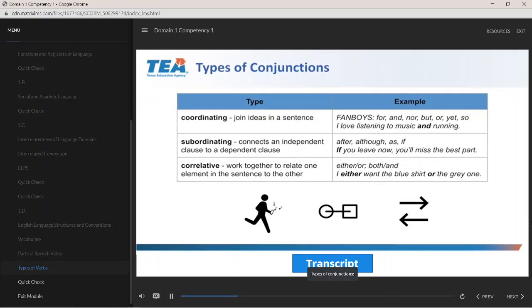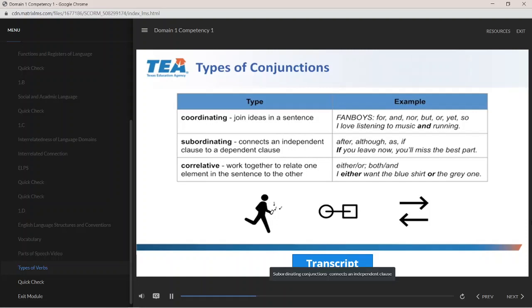Types of conjunctions. There are three types of conjunctions. Coordinating conjunctions join ideas in a sentence. Remember the FANBOYS examples from the parts of speech overview. For, and, nor, but, or, yet, so. And is the coordinating conjunction in the sentence, I love listening to music and running.